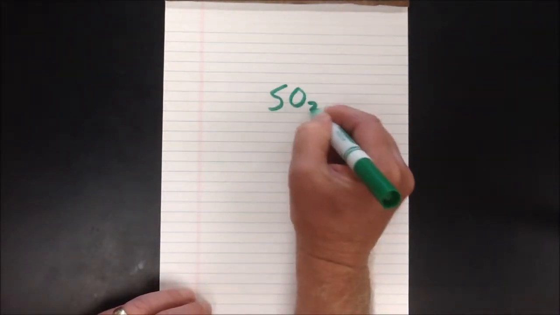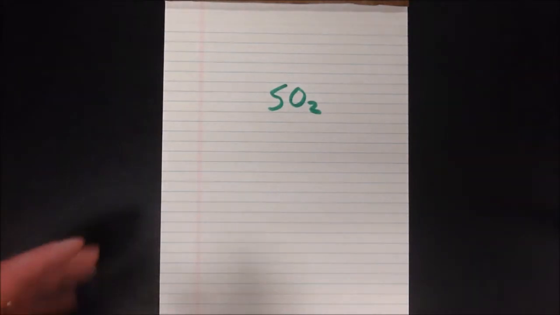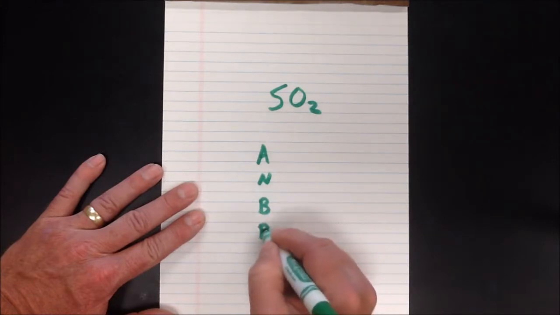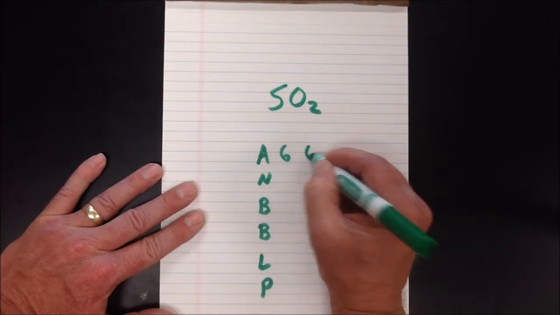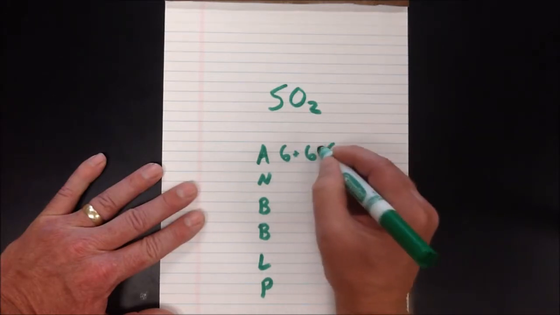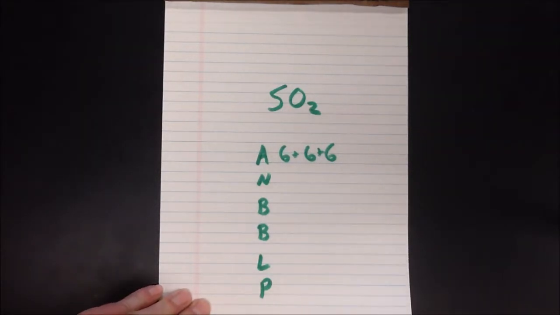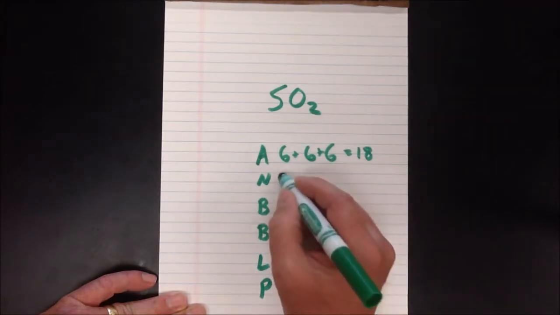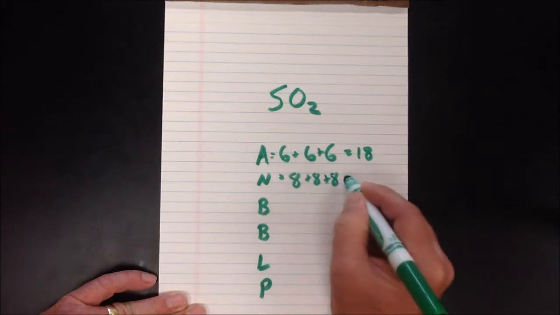Next one that I'm going to do is sulfur dioxide. Sounds similar. Let's see what it looks like. Does it have a halogen? The answer is no, it does not. So we're going to use the non-halogen method, ANBBLP. 6 on sulfur, 6 on oxygen, and 6 on the other oxygen. Again, basing that on the group location on the periodic table, number of valence electrons. Total there is 18. Needed is double what they have, not more than 8: 8 plus 8 plus 8.